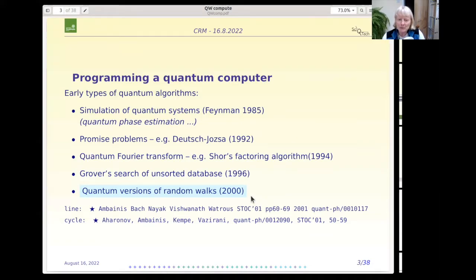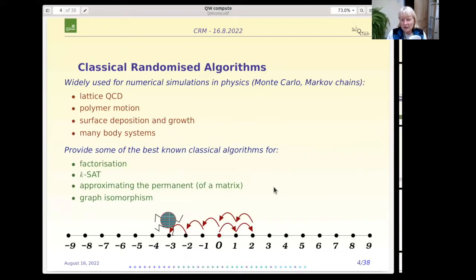So why did people jump at quantum walks so early on? Essentially, if you look at classical algorithms, randomized algorithms in particular are based on classical random walks. What you find is they're very widely used, especially in physics for simulations. They underpin any kind of Monte Carlo simulation you might do, anything with Markov chains. And those can be applied quite directly to particle physics calculations, quantum chromodynamic simulations.